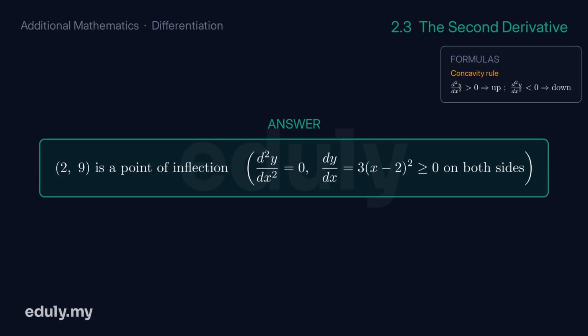The second derivative is 0 at x equals 2, so the test is inconclusive. Since dy over dx equals 3 times x minus 2 squared, which is at least 0 on both sides of x equals 2, the gradient never changes sign, so 2, 9 is a point of inflection with a horizontal tangent, not a maximum or minimum.